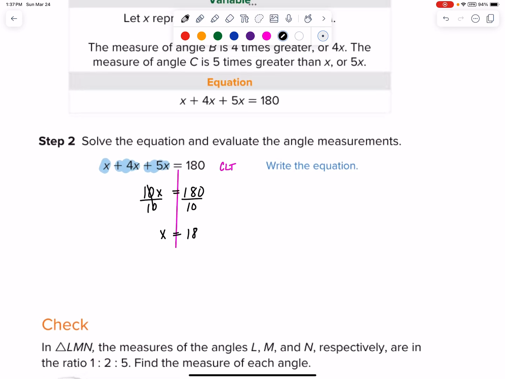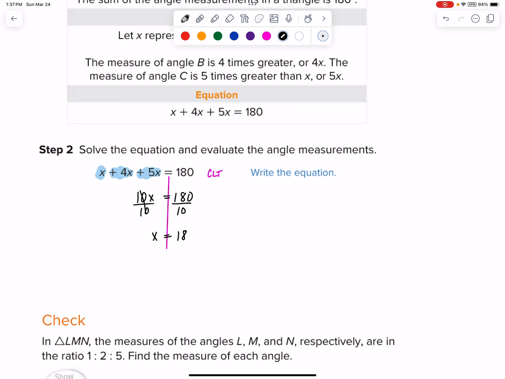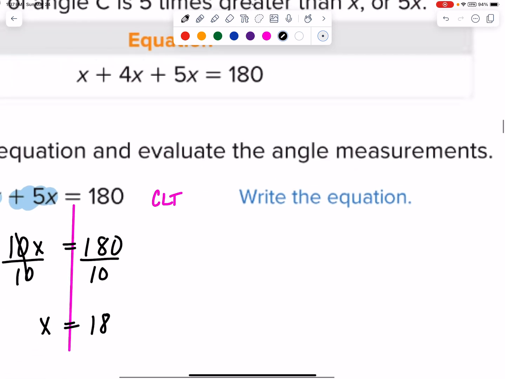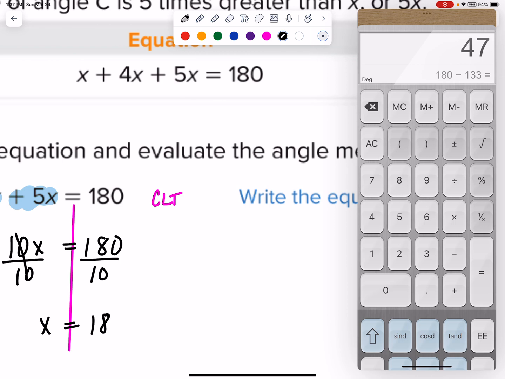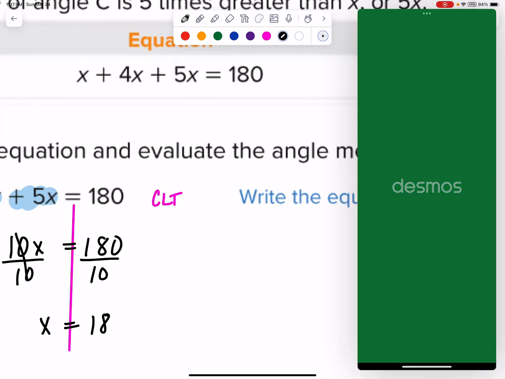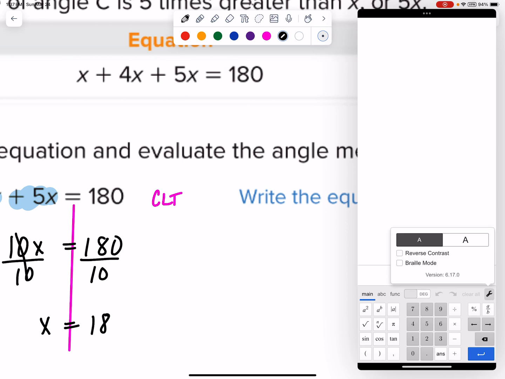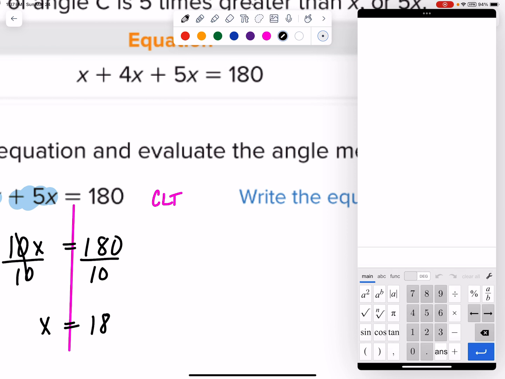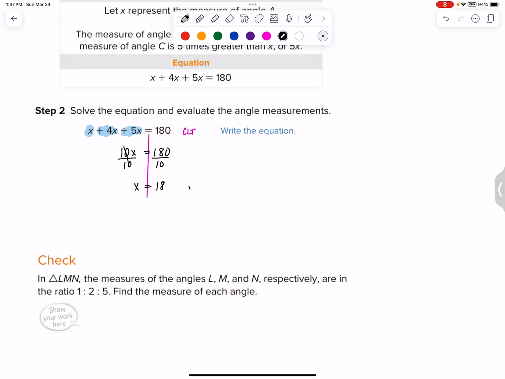Okay, all right. And so this is a good one to just make sure you did it correctly. And so we would have, Desmos would probably be better to plug this one in, okay, because of the order of operations stuff going on here. All right, so we have 18 plus 4 times 18 plus 5 times 18. And you can see it equals 180. So we are correct, and that checks out.